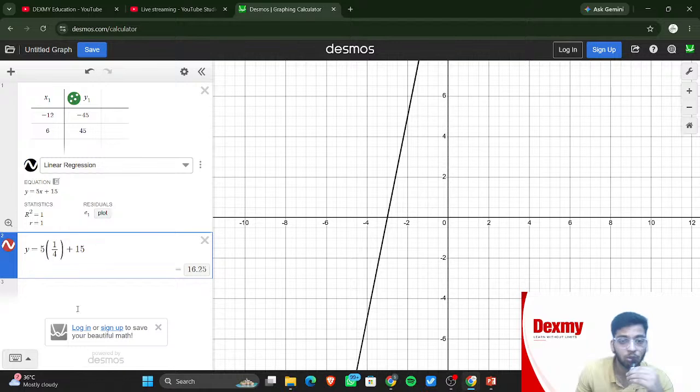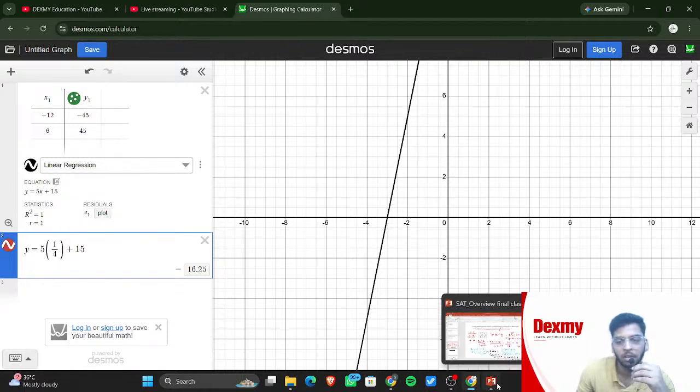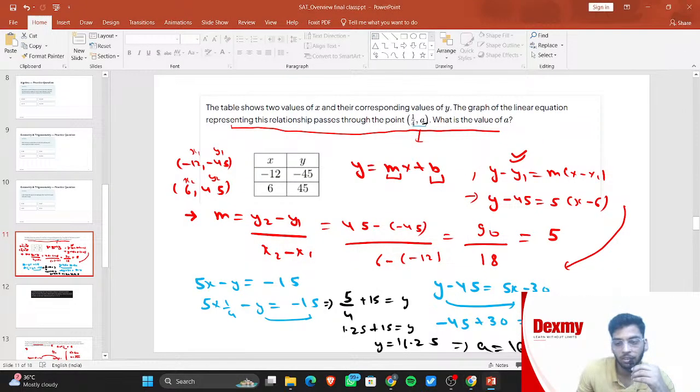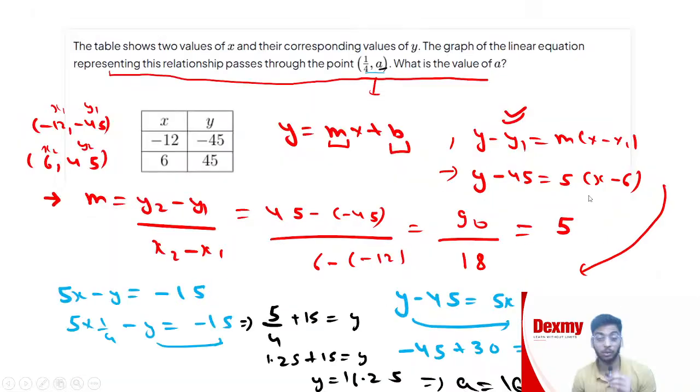So this is the way to solve through Desmos. So yeah, you can see by Desmos we solved this question in seconds. So yeah, Desmos helps a lot.